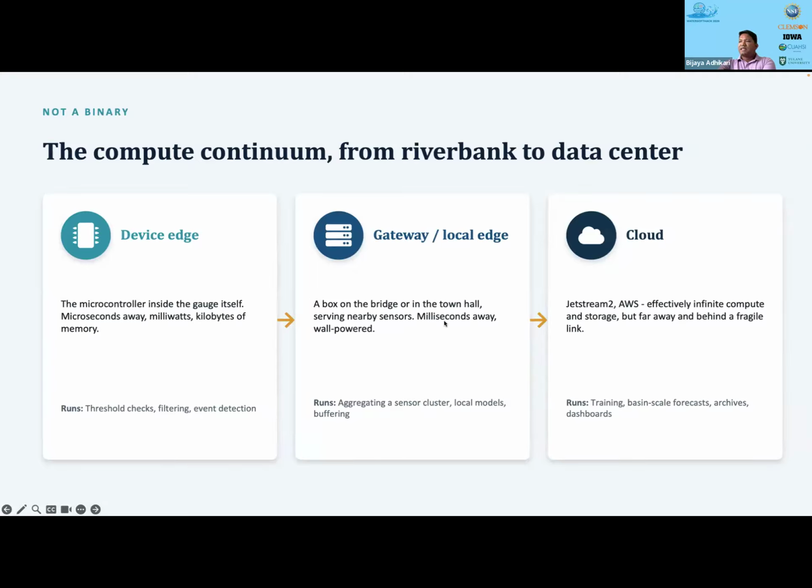Right? So this is like milliseconds away, right? And it's wall powered. There is a question from Mayuran that says, do digital twin systems utilize edge computing? Okay, so that's a great question, right?